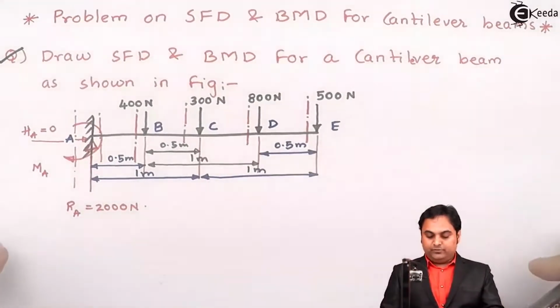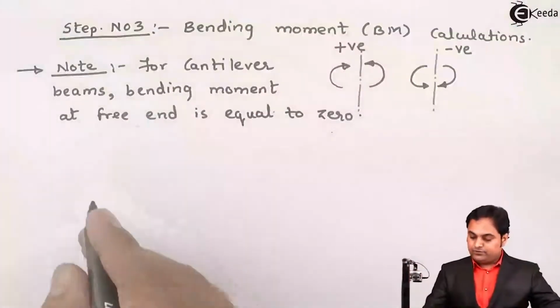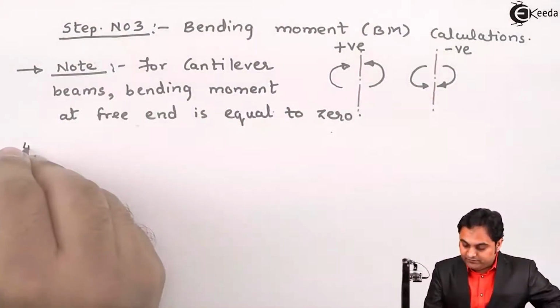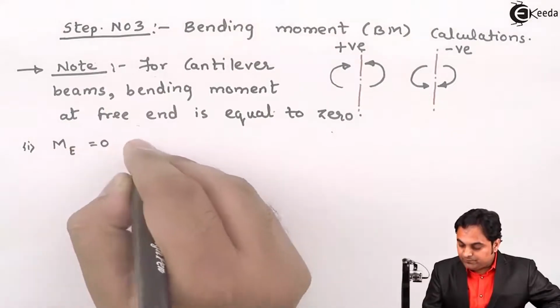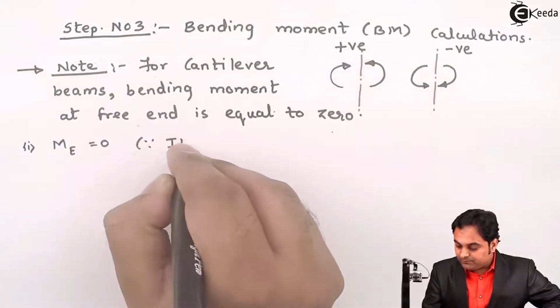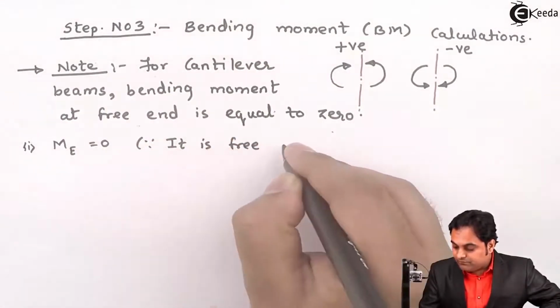Now I'll calculate the moment at point D. So first I'll write down moment at the free end, moment at E is equal to 0 since it is free end.